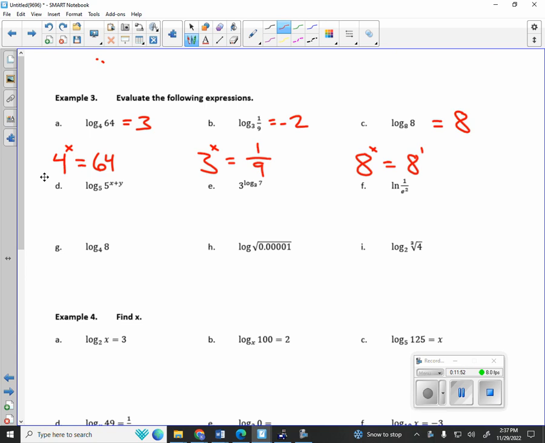Everybody see that? Oh, I'm sorry. I wrote. I was thinking about the next problem. Sorry about that. I was trying to anticipate where we were going next.